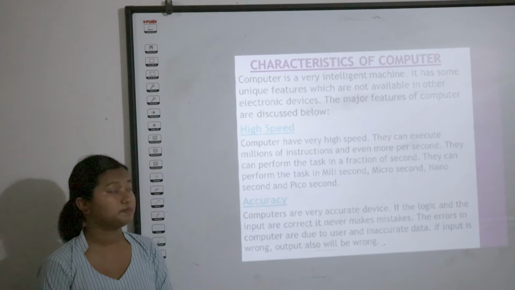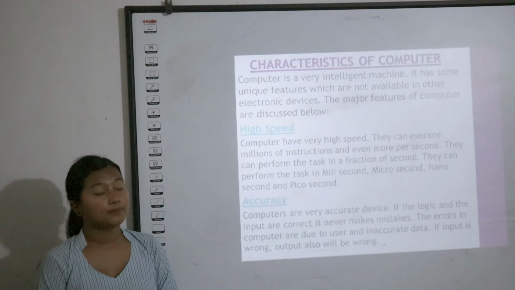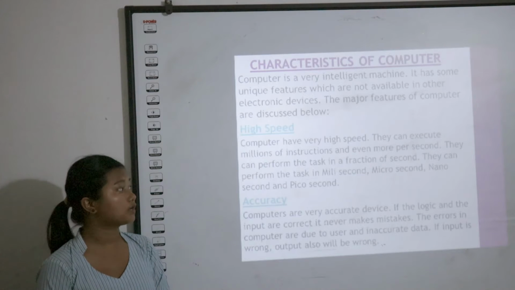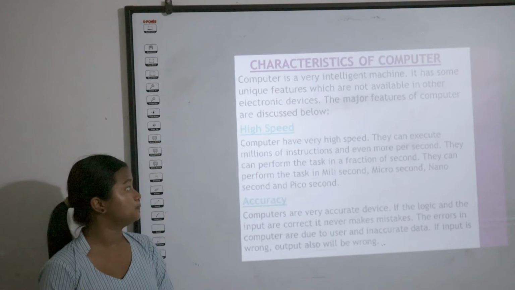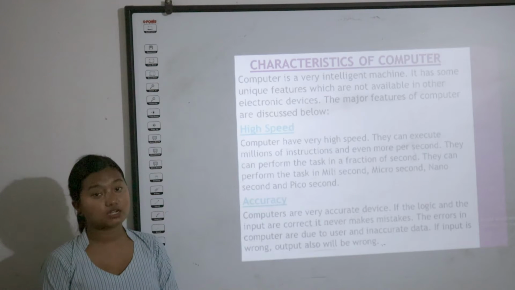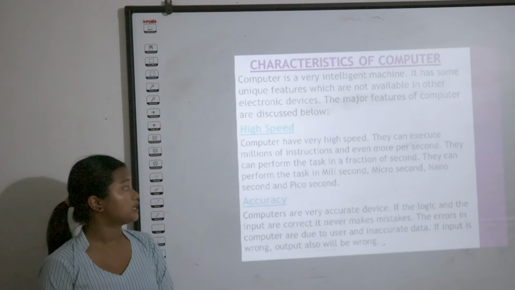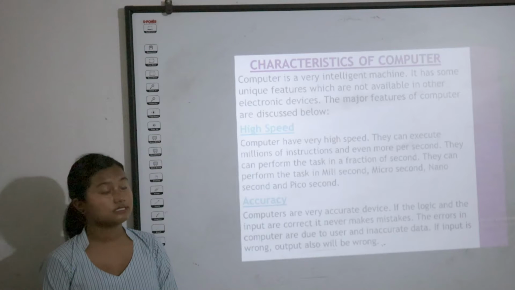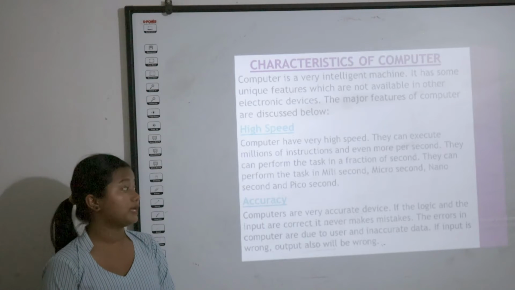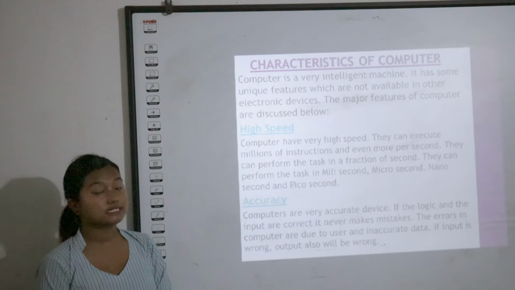First one is high speed. Computers have very high speed. It needs electricity to work, so it has very high speed. They can execute millions of instructions and even more per second. They can perform the task in a fraction of a second. Computer can work very fast. They can perform the task in milliseconds.